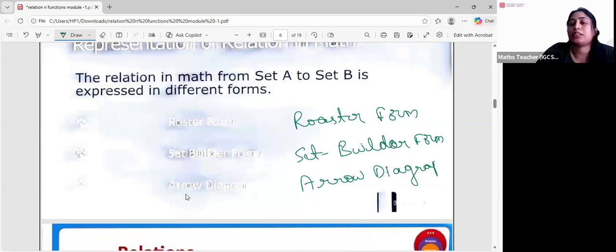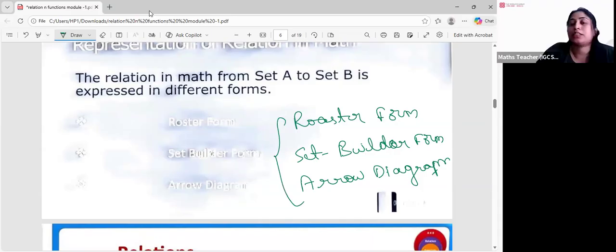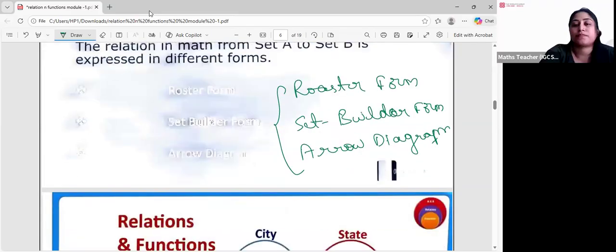We learned the definition of relation. A relation from one set to another set is related by an arrow diagram. If the elements of set A are related to set B, we call that a relation, and it can be expressed in three ways: roster form, set builder form, and arrow diagram. Roster form we already know.